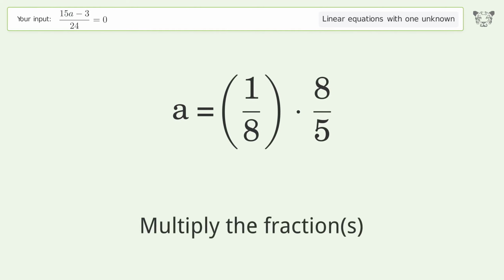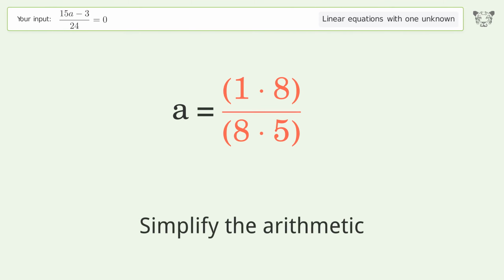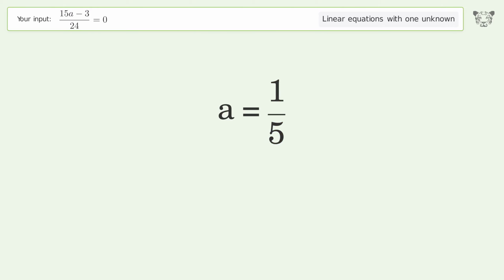Multiply the fractions. Simplify the arithmetic. And so the final result is a equals 1 over 5.